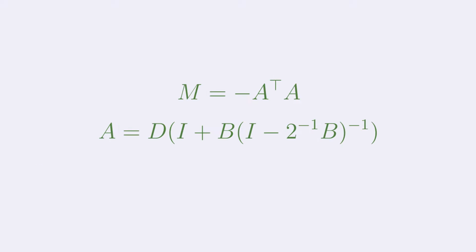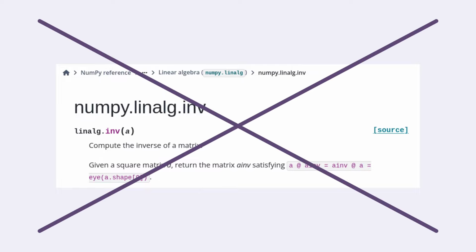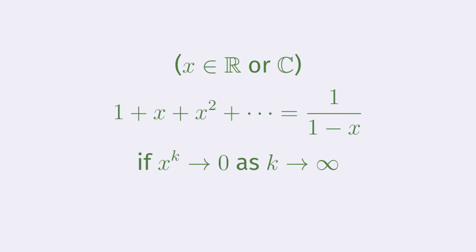The term that's taking a lot of time to compute is the inverse matrix of I minus 2 inverse B. If these were matrices over real numbers, then I could have used a standard matrix inversion function such as NumPy's numpy.linalg.inv to calculate this inverse. But we're working with integers mod p, so I had to write my own Python code to do this. You might know that if you have a real or complex number x, then the infinite series 1 plus x plus x squared, etc.